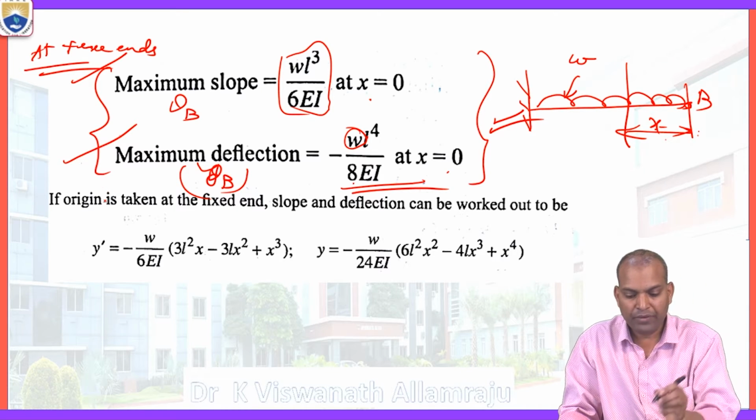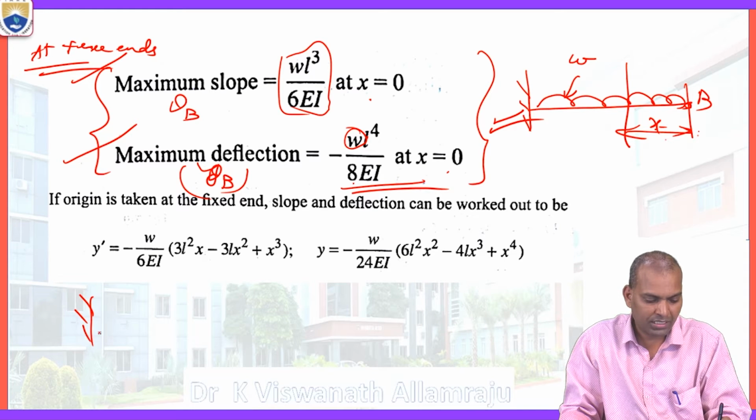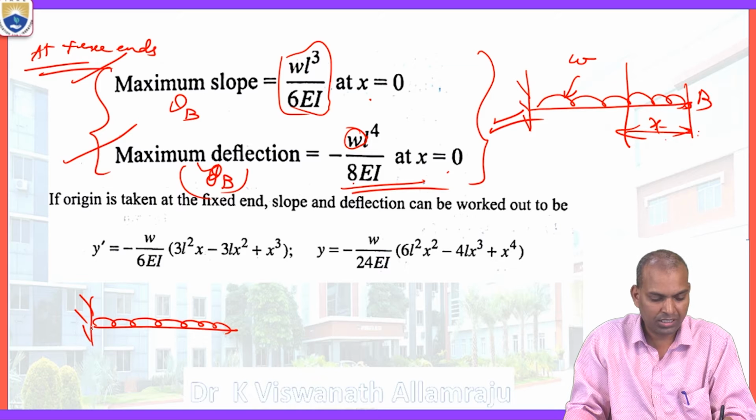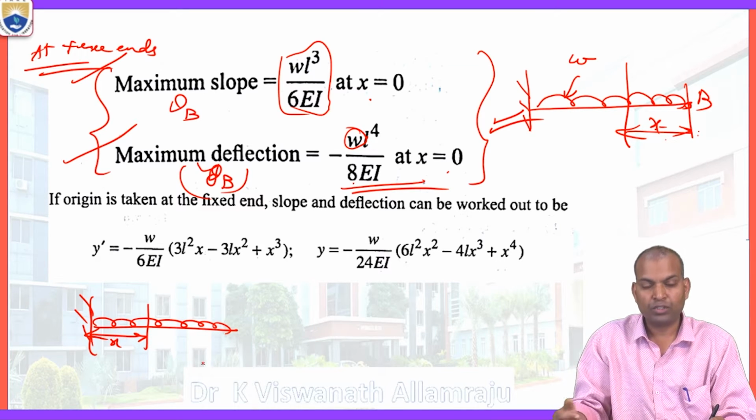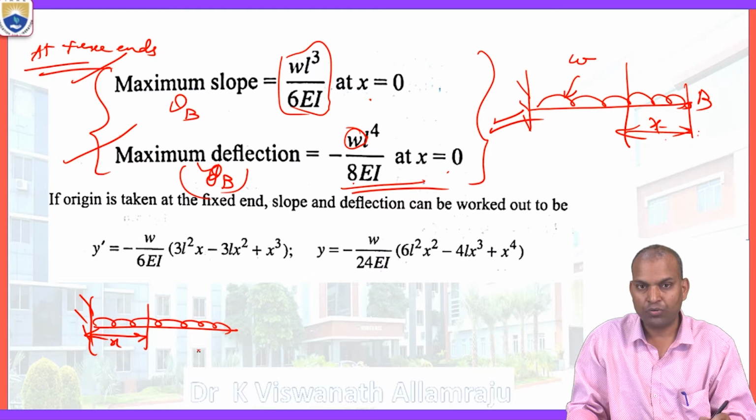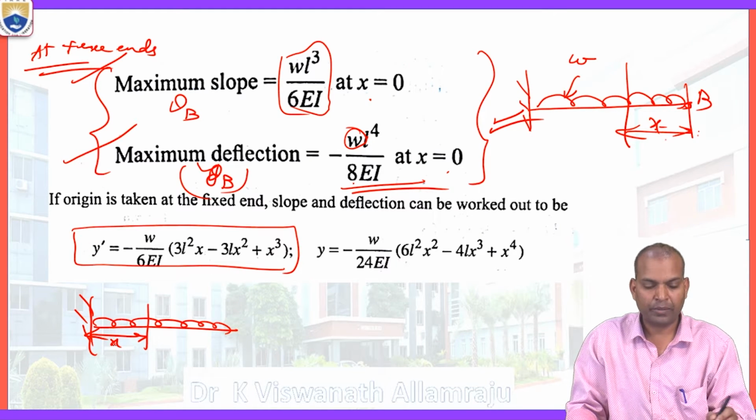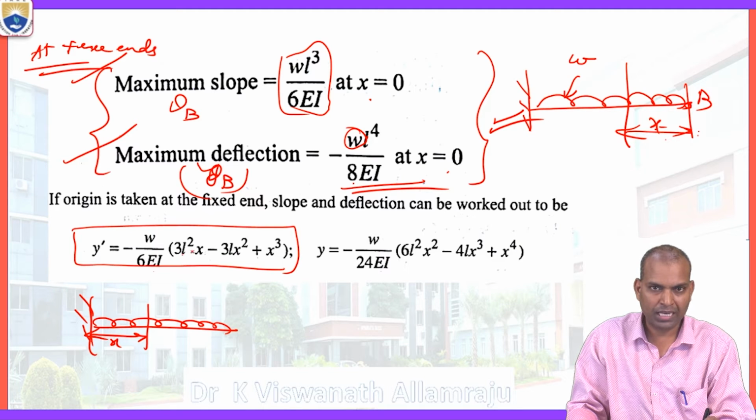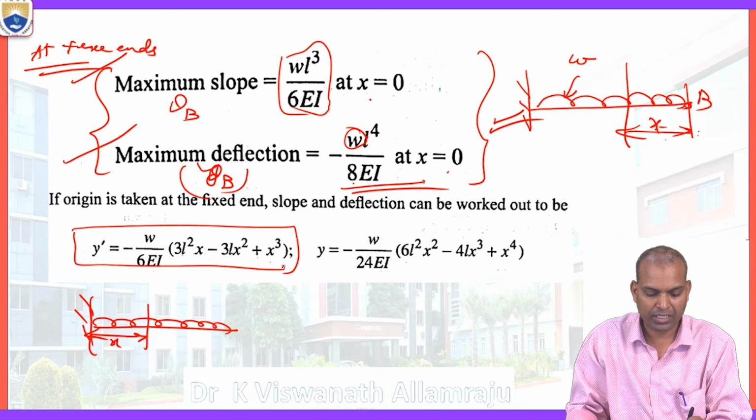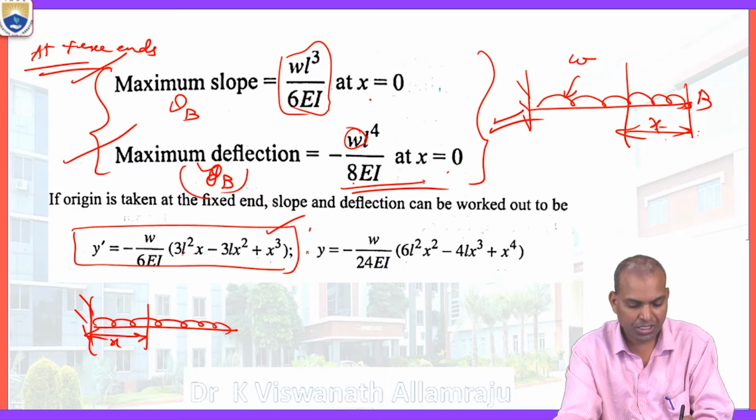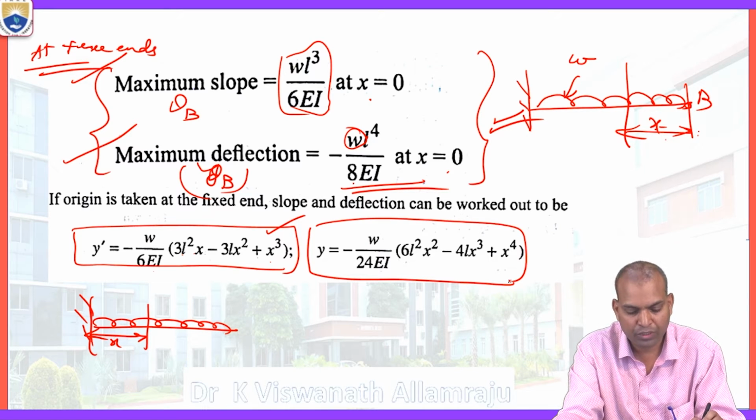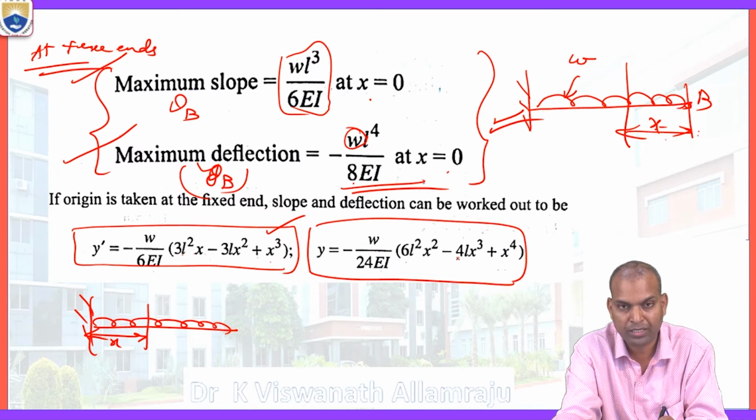Now, if the origin is considered at the fixed support, what are the slope and deflection? How is it worked out? The slope equals minus W by 6EI times (3L square x minus 3L x square plus x cube), and the deflection is minus W by 24 EI times (6 L square x square minus 4 L x cube plus x power 4).